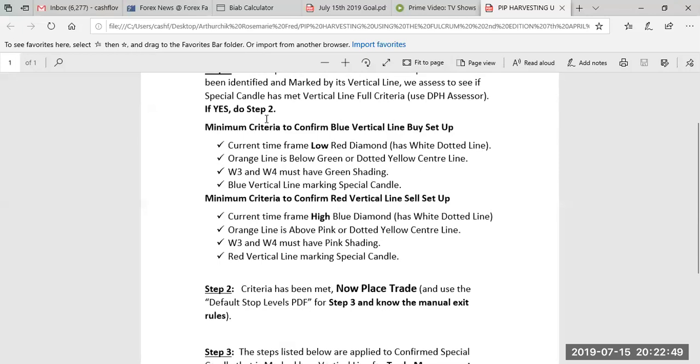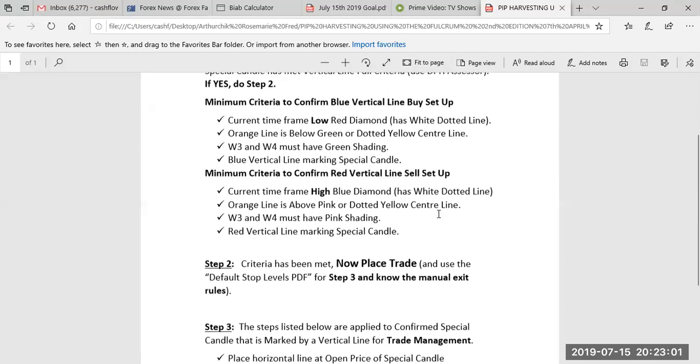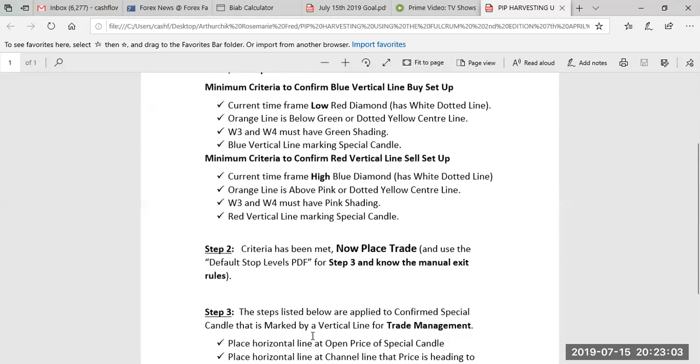Okay, you've got an alert, the candle's been identified and marked by a vertical line. We assess it. How do we assess it? Well, there's a minimum criteria. If that's there, we place a trade. Step 2, once we've done that, go to step 3.